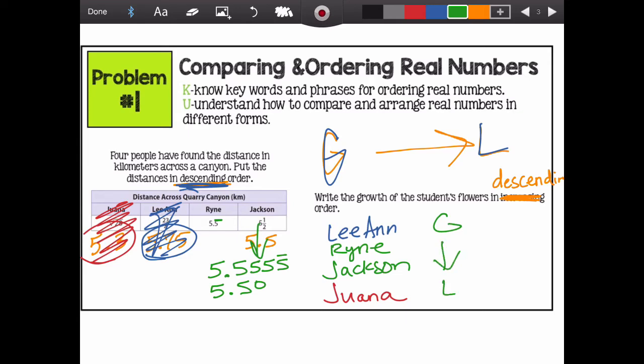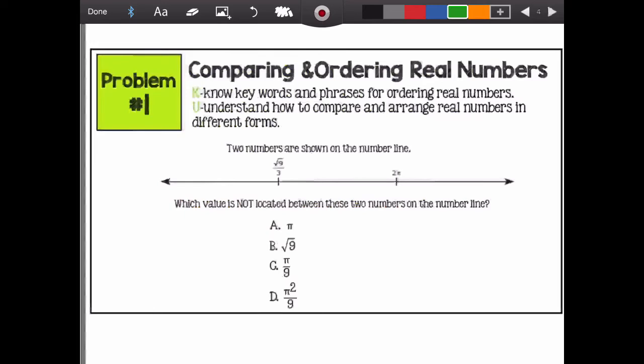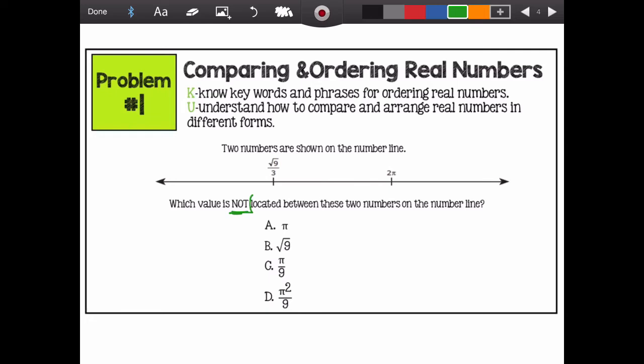Okay, next example. Two numbers are shown on the number line. Which value is not located between these two numbers on the number line? So if it's telling us not located between the numbers, I'm going to just put an X here because I don't want it to be there between the numbers, okay? But I do want to look at these answers to determine which one actually does fall between there. And also, look at your number line, guys.